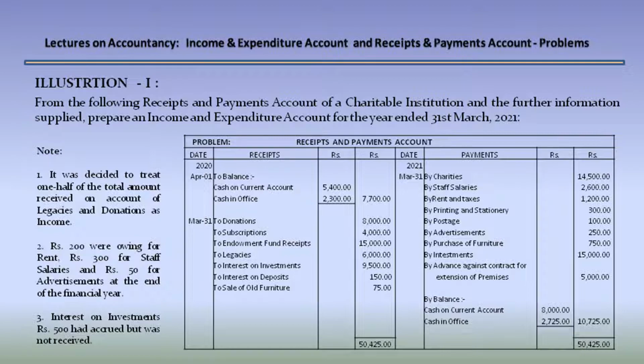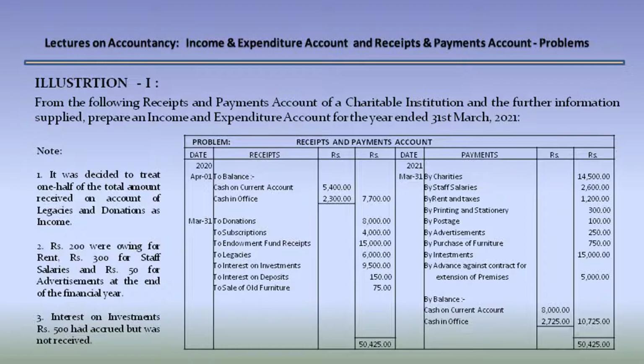On the payment side, all the payments are given: by charities 14,500, by staff salaries, by rent and taxes, by printing and stationery, by postage, by advertisements, by purchase of furniture, by investments, by advance against contract for extension of the premises. And finally, it is balanced by balance: cash on current account 8,000, cash in office 2,725, and total payments are coming to 50,425.